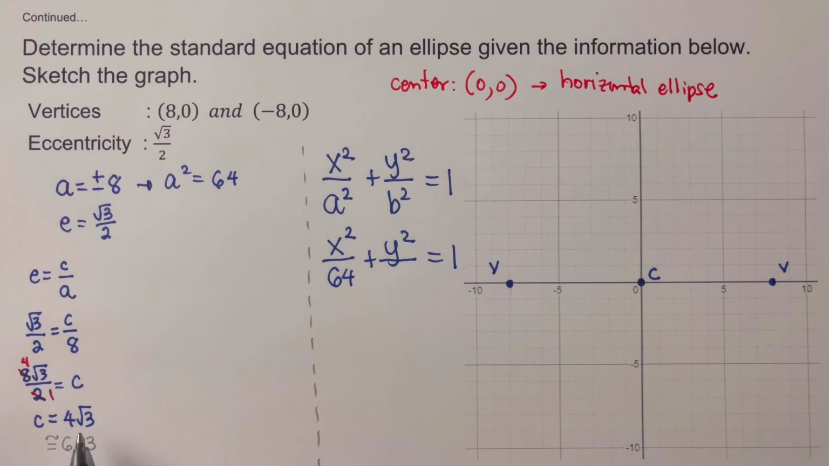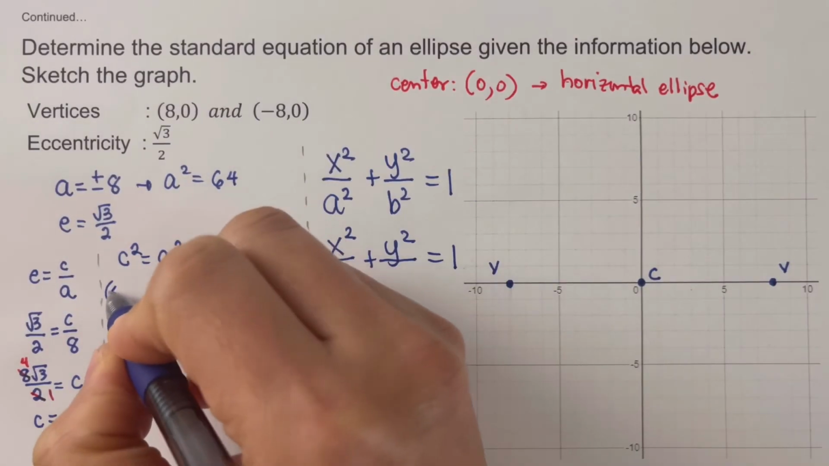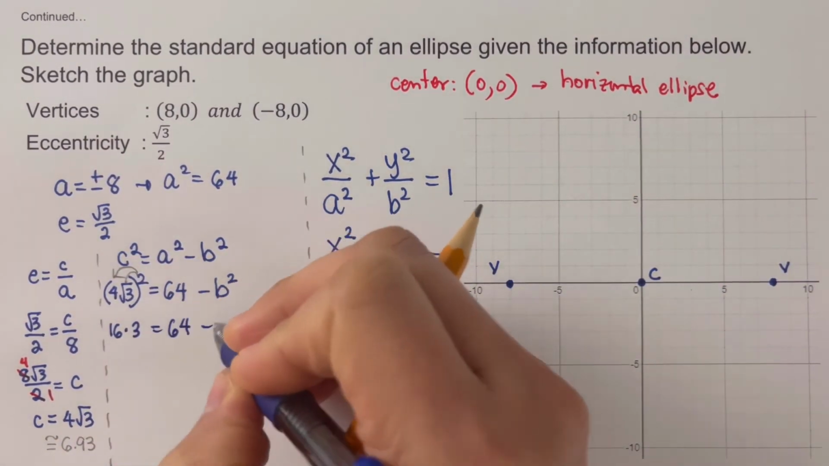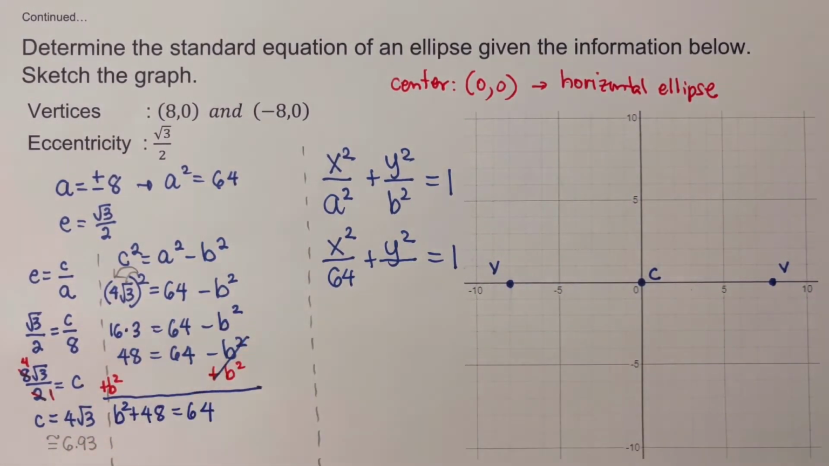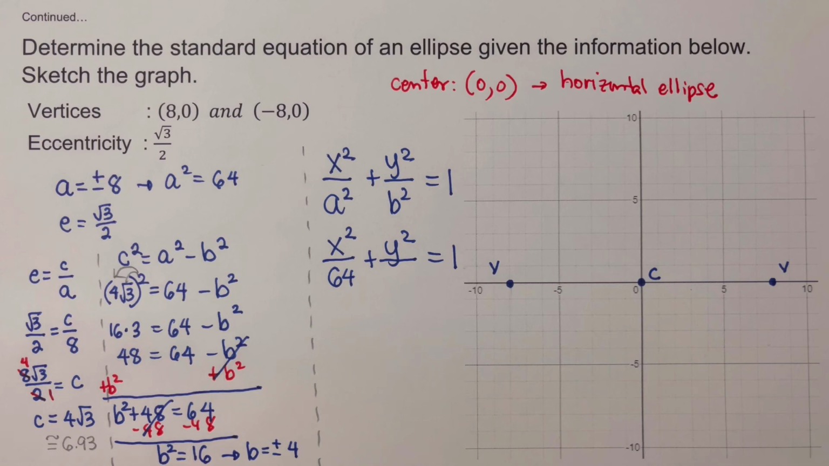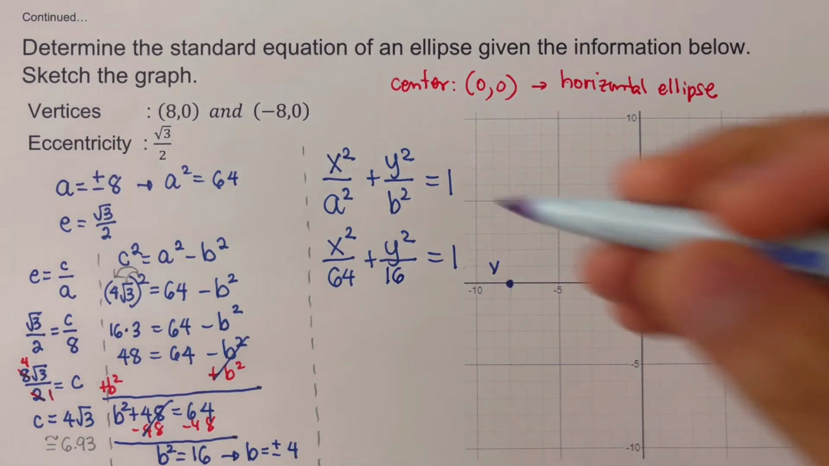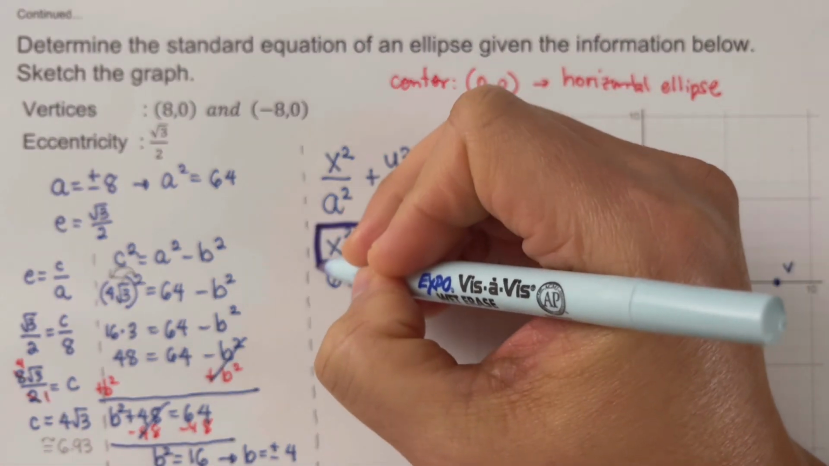Now, how do we determine the value of b squared? Now, we remember that our b squared is related to the equation c squared equals a squared minus b squared. So I'm going to show the work down here. So we have solved our b squared, again, using the equation c squared equals a squared minus b squared, and that is equal to 16. So I can go ahead and write that down here for b squared, that is 16. And so this is the equation for this problem that we have up there.